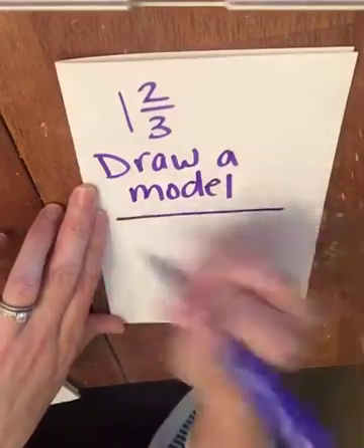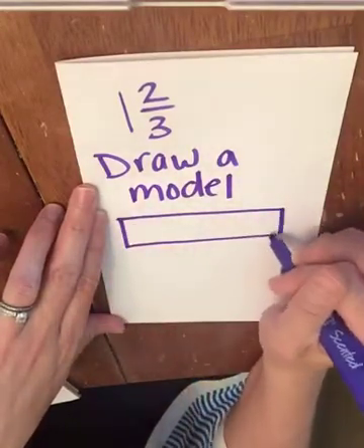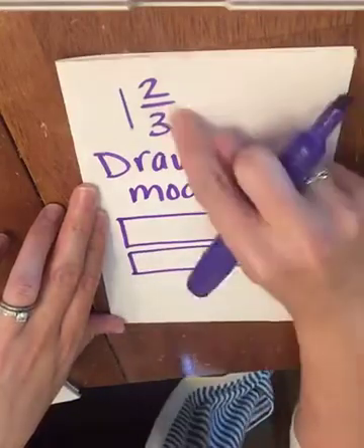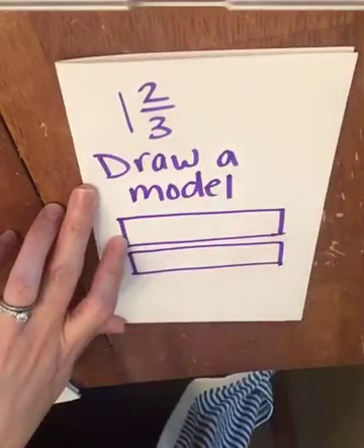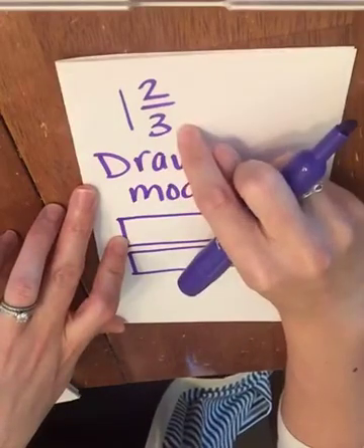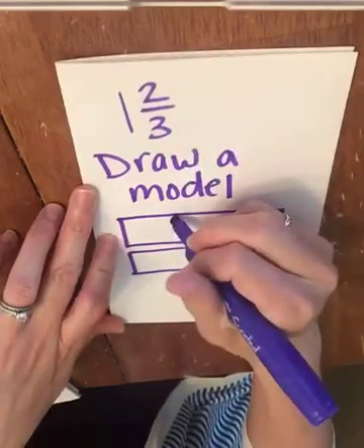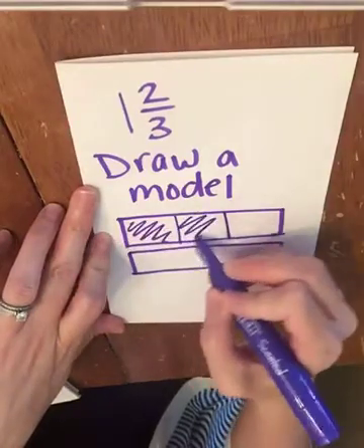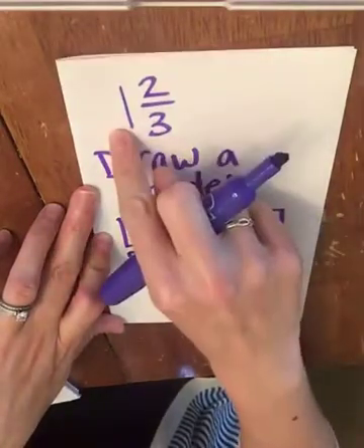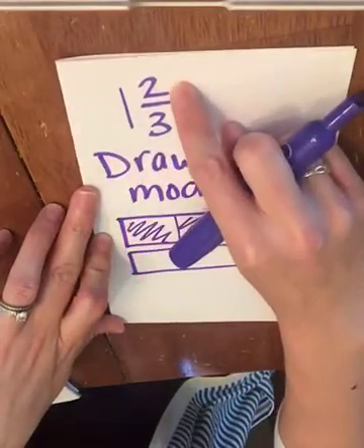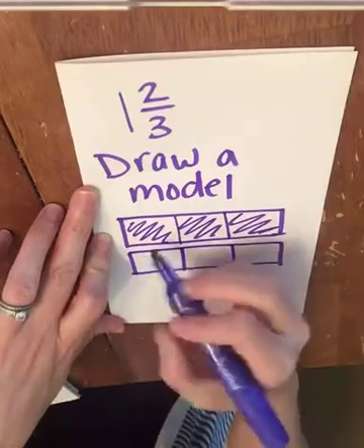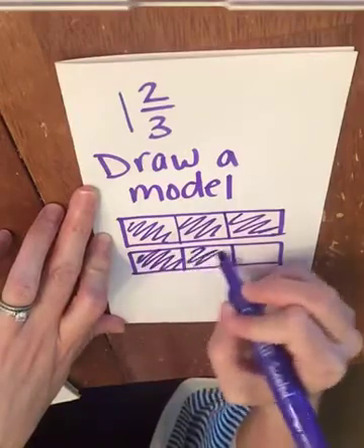And if I draw my model, I'm going to draw one whole piece here. And then I'm going to draw a second piece because I have this fraction here. Now this whole piece, I know in my head that I need to divide this into 3 pieces because 3 is my denominator. So I'm going to have 1, 2, 3. And I'm going to shade those in for the 1. And then I'm going to look at 2/3. So my second bar I'm going to split. And I'm going to shade in 2 pieces. 1, 2.